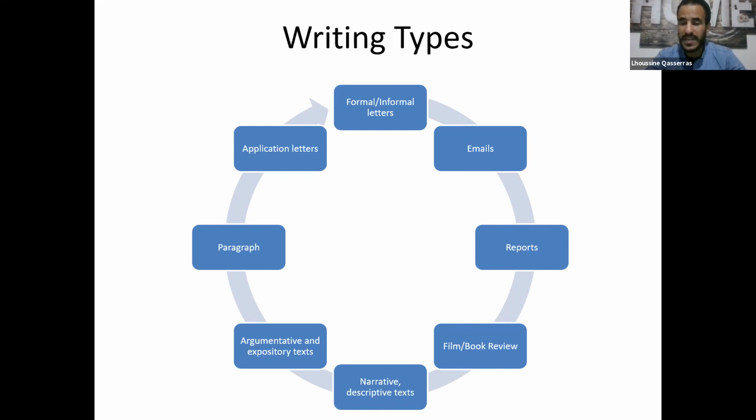Unit number one, write an email. Unit number two, write a letter. Unit number three, write a report. Unit number four, a film review. Unit number five, a story. You narrate a story. Unit number six, argumentative essay. Number seven, etc. So vary the types of writing.